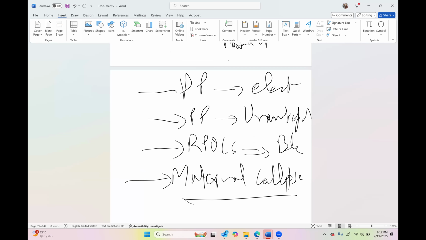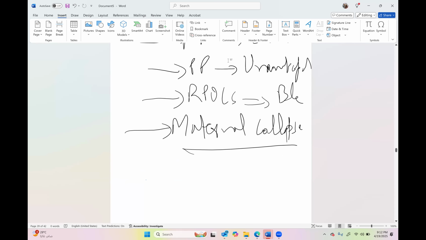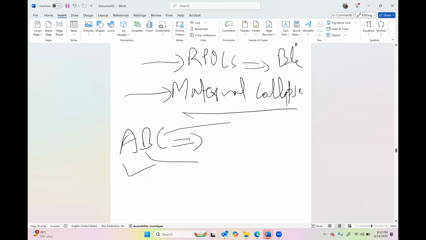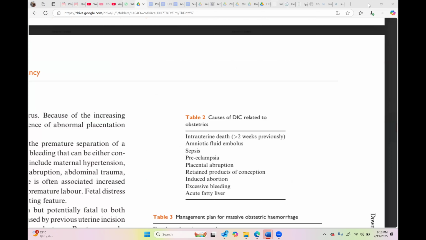So the basic protocol will be the same, but if it is a collapse, then in the same answer of airway, breathing, circulation, you will maintain the airway, you will maintain the breathing, you will take large bore IV cannulas, and you will have a differential diagnosis. There may be any cause. Can you tell some differential diagnosis of maternal collapse?